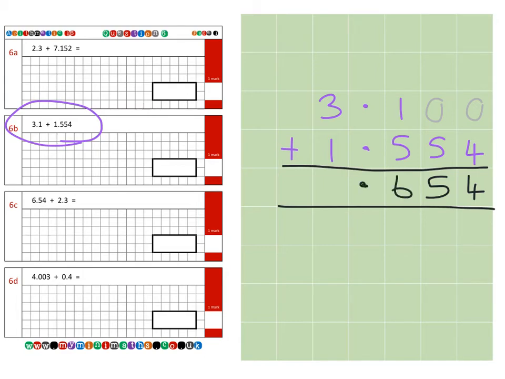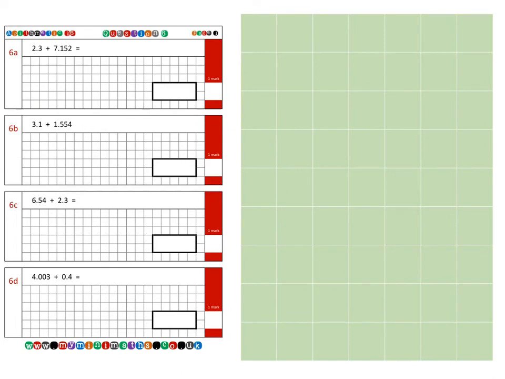Don't forget, we must make sure that these decimal points are lined up. And then finally, in our units column, we have 3 units and 1 unit, so that's 4 units. That gives us a final answer of 4.654.